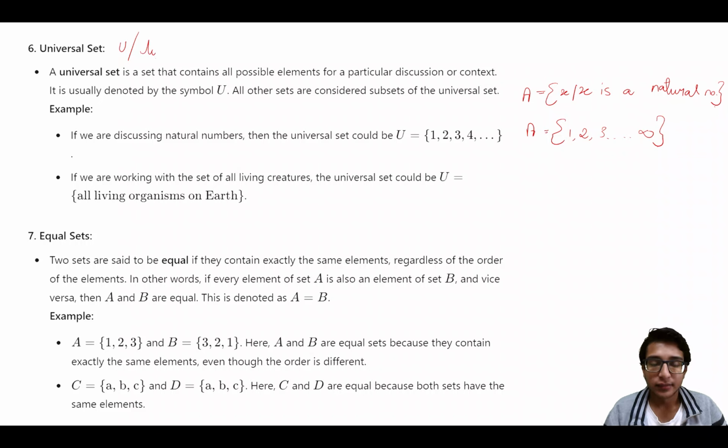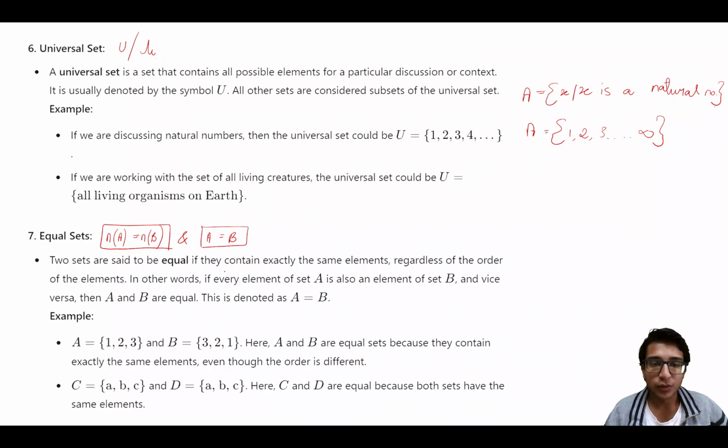Equal sets. Now two sets are said to be equal if all the elements are same. So first of all, for equal sets, what we can say is n of A would be equal to n of B. That means the number of elements in A should be equal to number of elements in B, and all elements of A should be equal to all elements of B. So keep this thing in mind.